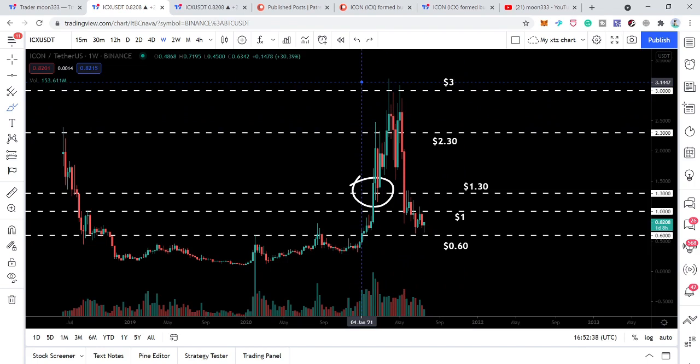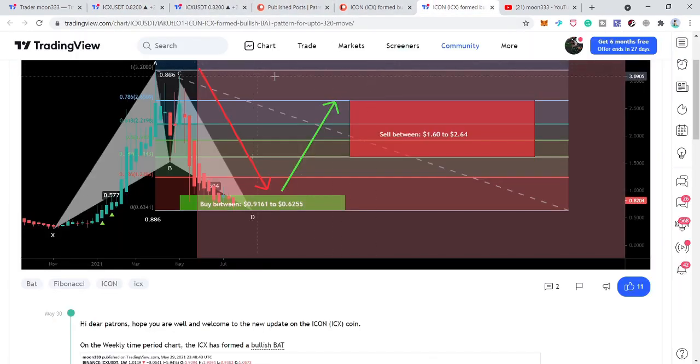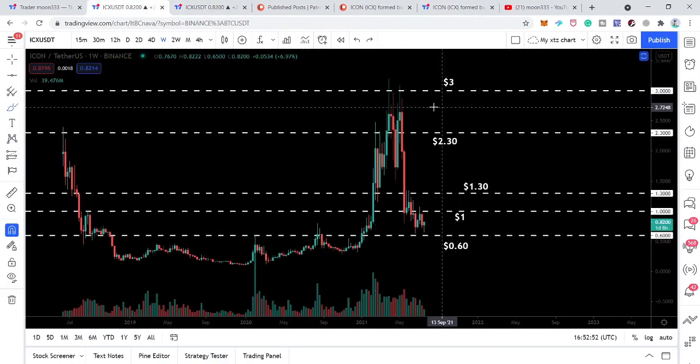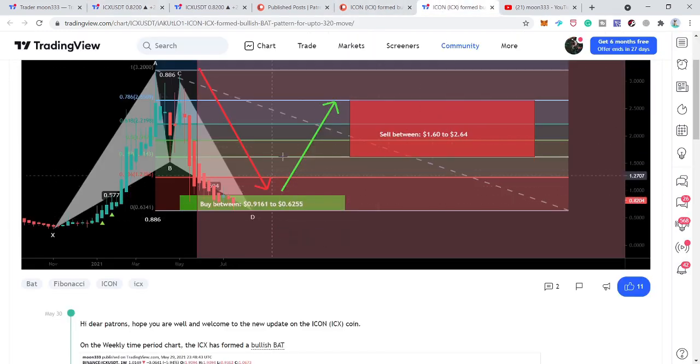And I'm expecting that during this bull run, during this bullish reversal that will be started from this very big bullish reversal harmonic bat pattern, the price action can try another attempt to break out the resistance of this $3 resistance level. However, the realistic targets are at Fibonacci base. You can see $1.6 to $2.64.